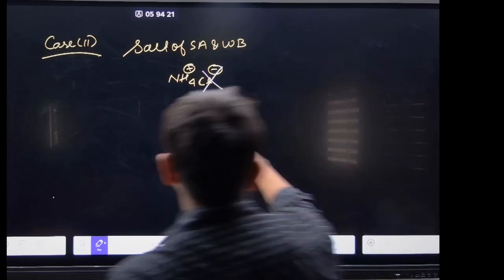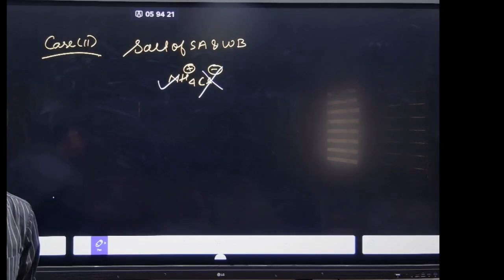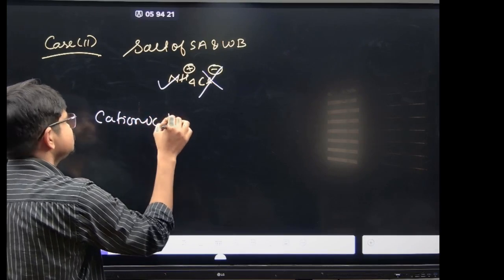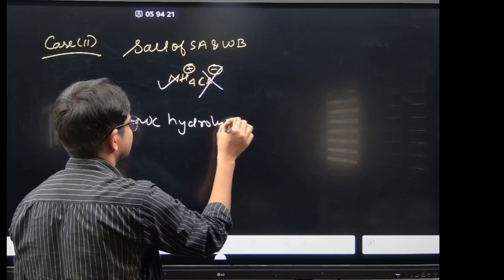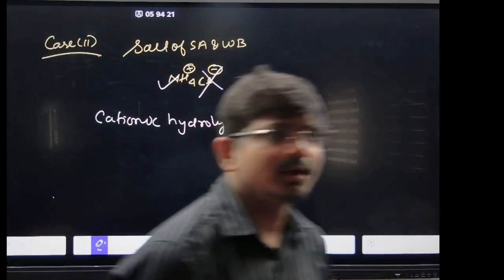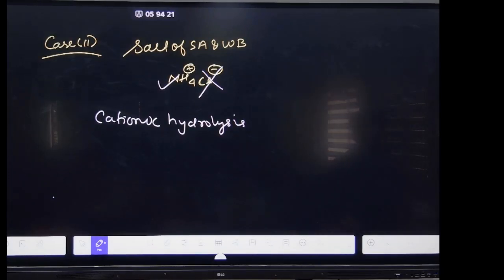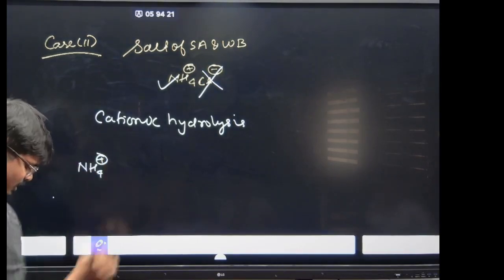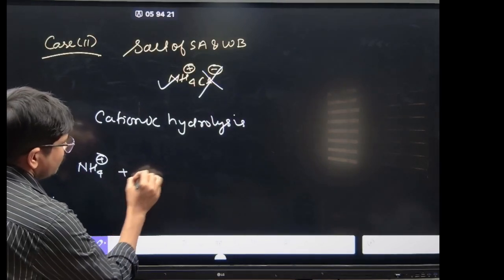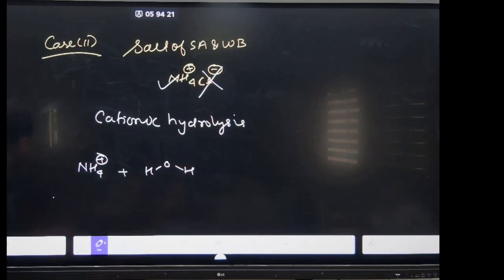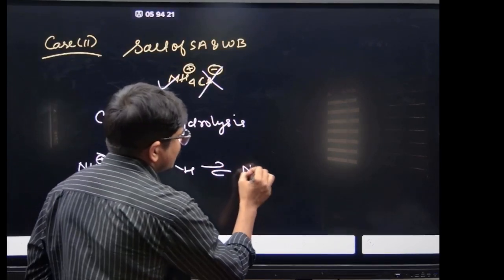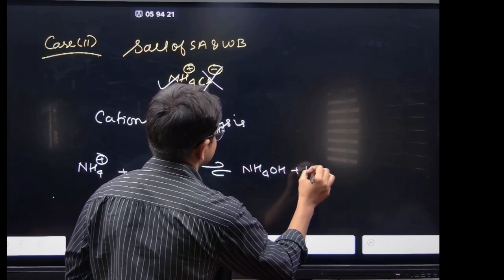So which will undergo hydrolysis? This will undergo kya? Hydrolysis. So this is an example of cationic hydrolysis. Got it? Now see here what will happen here. You have NH4+. Now water is there, right? Got it? NH4+ will take the OH- to form NH4OH plus H+, right?